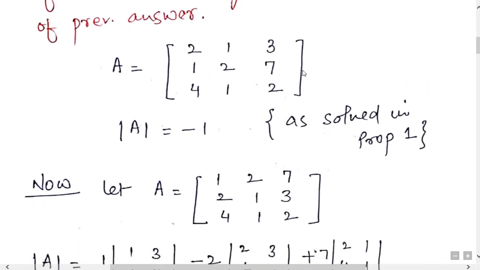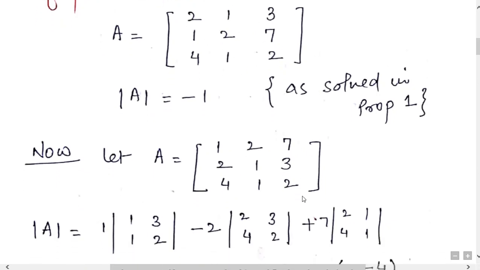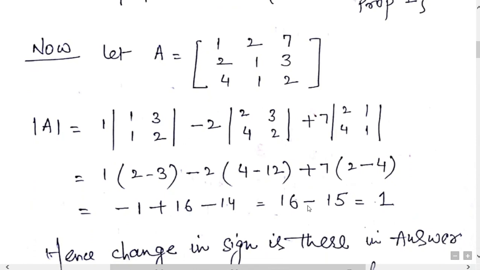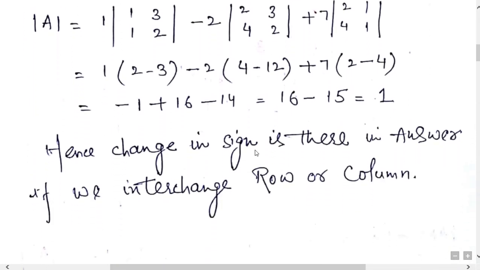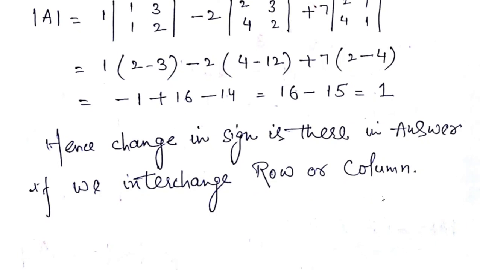Now interchange the first and second rows. 1 2 7 becomes the first row and 2 1 3 is the second row. Now again calculate the determinant. The answer is 1. It means there is a change in sign in the answer if we interchange rows or columns. Similarly, you can try it for columns also. I am trying with the rows.